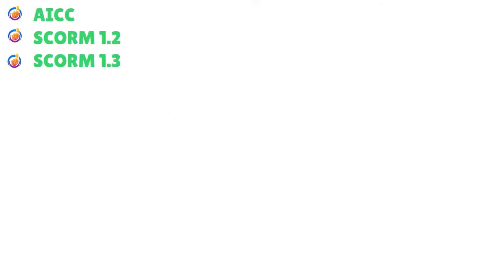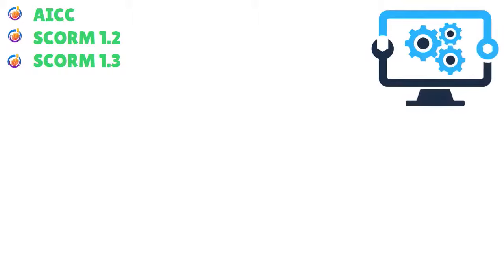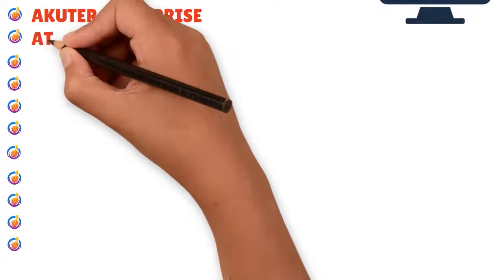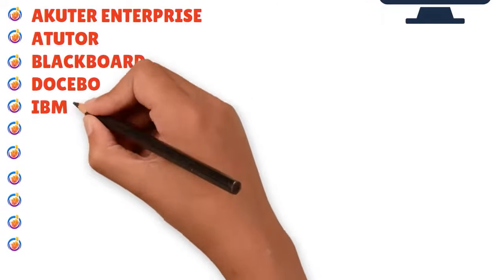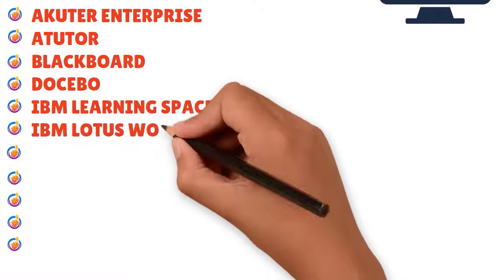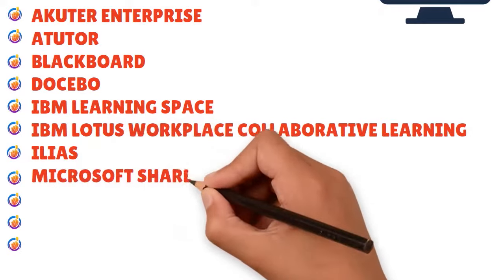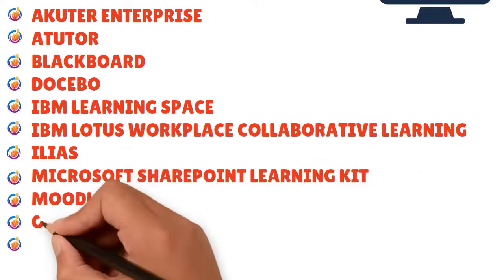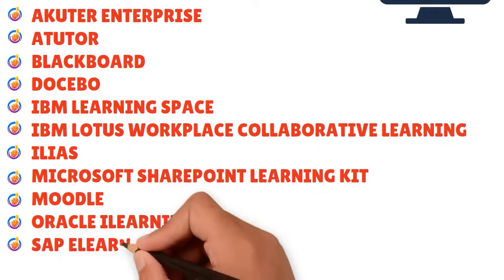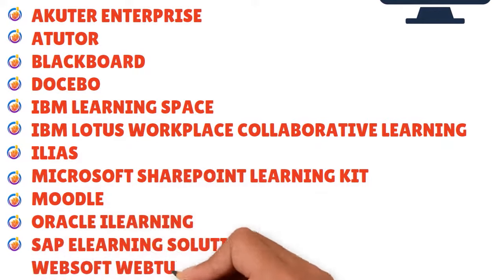And so one thing I need to say here is that when we talk about LMS compatibility, you have all kinds of LMS tools that CourseLab is compatible with. We're talking about Accuter Enterprise, Tutor, Blackboard, Docebo. You have IBM Learning Space, IBM Lotus Workplace Collaborative Learning. We have Alias. You have Microsoft SharePoint Learning Kit. You have Moodle. You have Oracle iLearning. You have SAP e-learning solution. You have WebSoft Web Tutor. So this LMS list is not full. CourseLab generated content can be used in any standard compliant learning management system. So this is kind of cool.